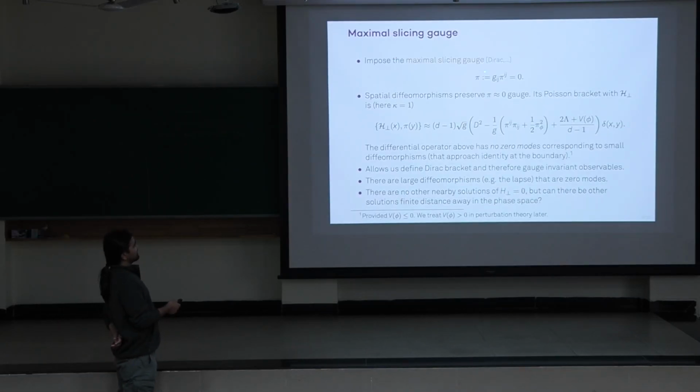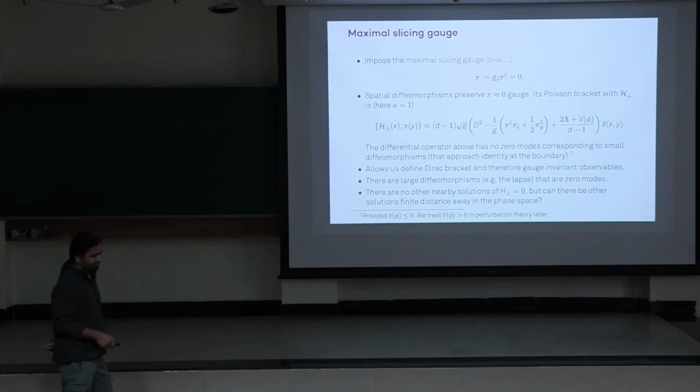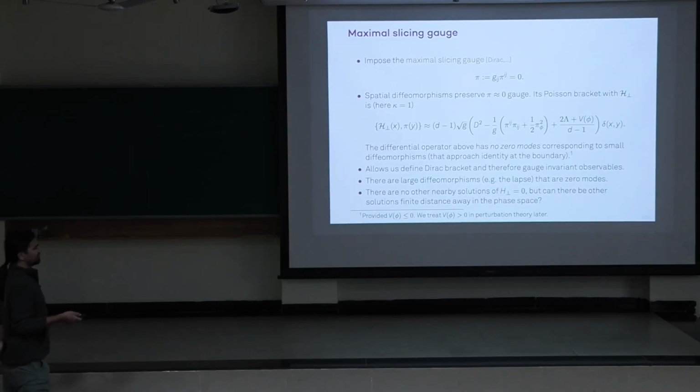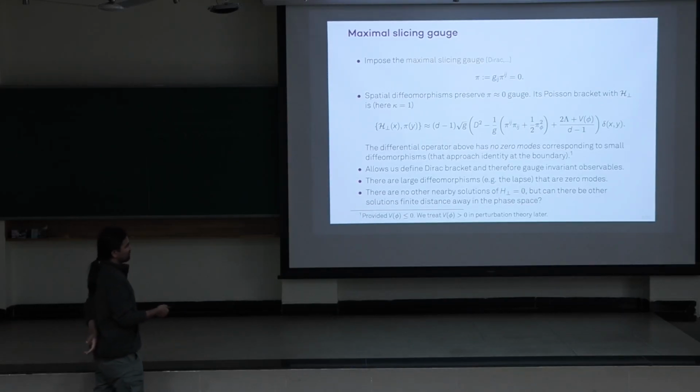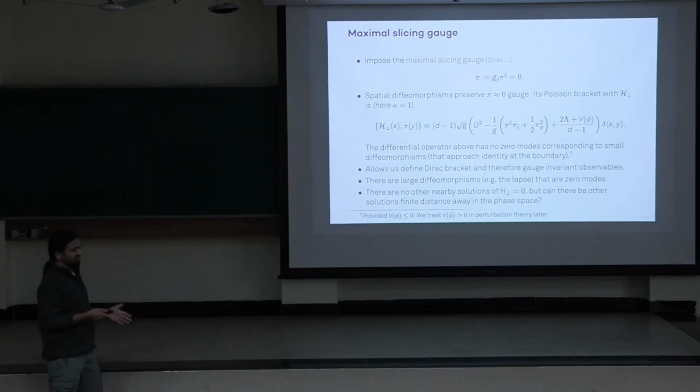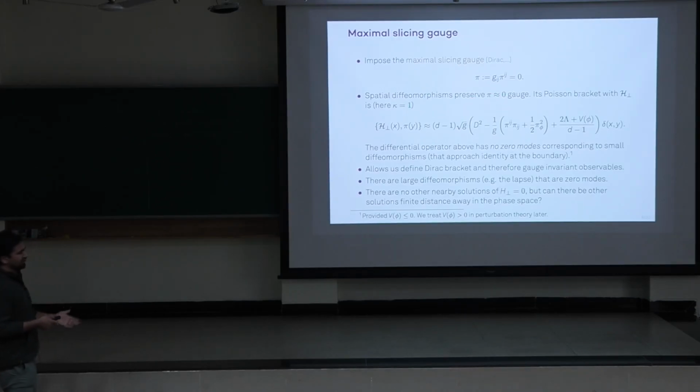So we impose the maximal slicing gauge, which is just that the trace of pi^ij is equal to 0. Now, one of the first things you do when you impose a gauge condition is calculate its Poisson bracket with the already present first-class constraints. The spatial diffeomorphisms preserve the pi equal to 0 gauge, which just means that the Poisson bracket of pi with H_i is weakly 0. However, the Poisson bracket with H_perp is this non-trivial object.